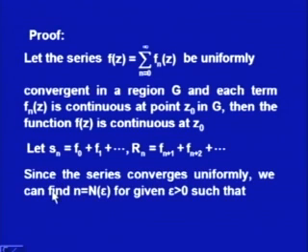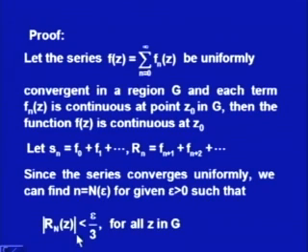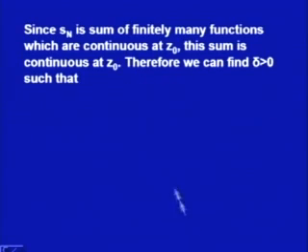Since the series converges uniformly, which has been given to us, we can find n, which is a function of epsilon, for given epsilon greater than 0, such that the modulus of R_n(z) is less than epsilon by 3 for all z in G. So, I have taken an arbitrary value as epsilon by 3. This is by definition of convergence, and since S_n is the sum of finitely many functions which are continuous at z naught, this sum is continuous at z naught.